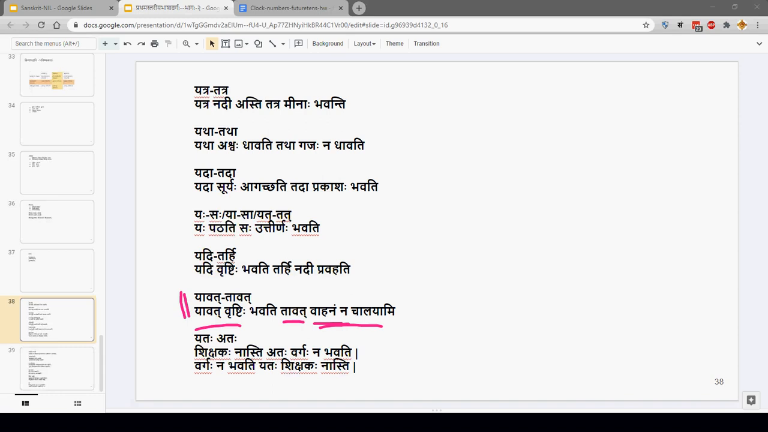Yavat deepah asti, or yavat prakashah asti, until there is light. Deepah, prakashah, light. यावत् दीपः अस्ति तावत् अहं क्रीडामि. I will play until then, until there is light. यावत् दीपः अस्ति अथवा यावत् प्रकाशः अस्ति, until then I will read. Read means pathati. Yavat deepah asti tavat pathami.